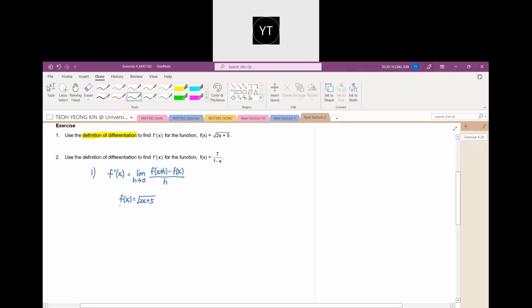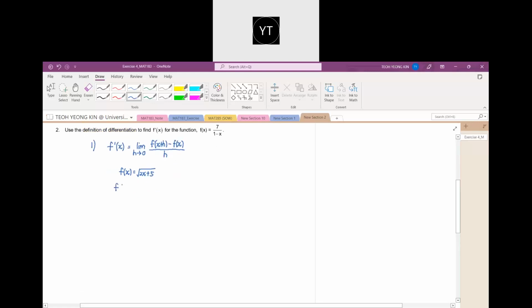So what is f(x plus h)? Let's say I use another color, which is x plus h. So how are we going to substitute this one? Some of the students were confused about how to substitute this. The correct way is, before this is x, now x plus h. So it will become 2, and then put a bracket, x plus h, close the bracket and then plus 5. X ni kita ganti dengan x plus h.